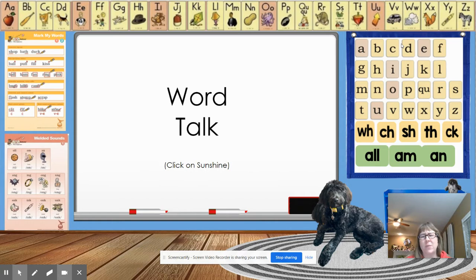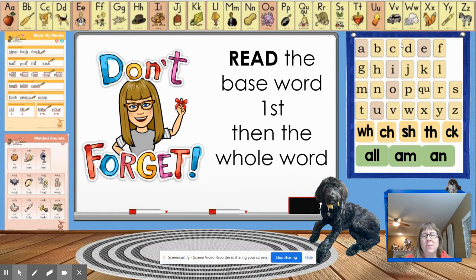Remember, that's the same for spelling the words. I tap and spell the base word first, and then I add my suffix s when spelling it. Okay, so we're going to look at some words. Remember, there's our reminder. Read the base word first, then the whole word. Let's look at our first word.